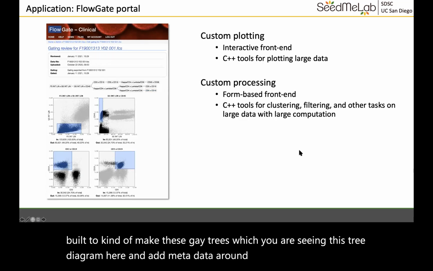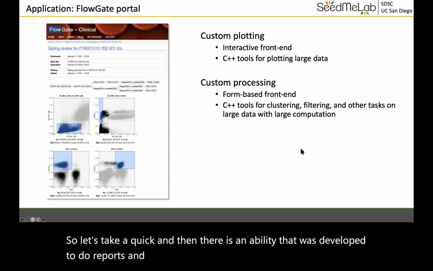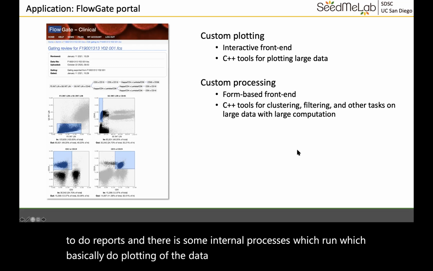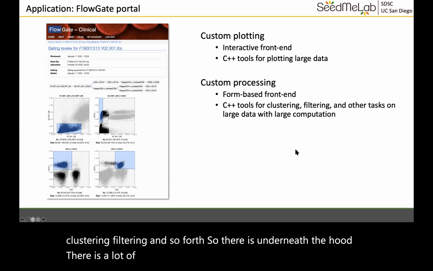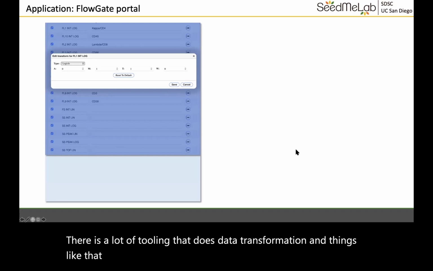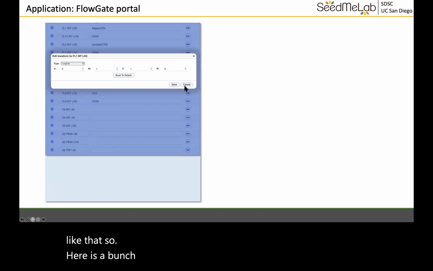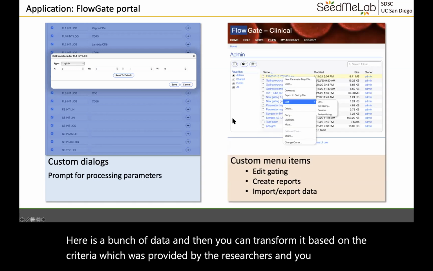And then there is an ability that was developed to do reports, and there are some internal processes which run, which do plotting of the data, transformation of the data, clustering, filtering, and so forth. So underneath the hood, there is a lot of tooling that does data transformation and things like that. Here is a bunch of data, and then you can transform it based on the criteria which was provided by the researchers. And these are all custom elements that were built.